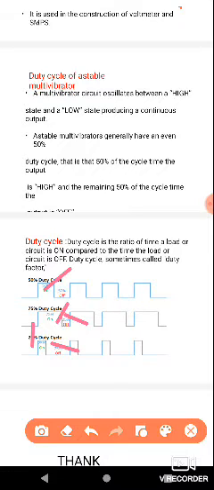This is all about the astable multivibrator using the 555 IC. Okay, thank you all.